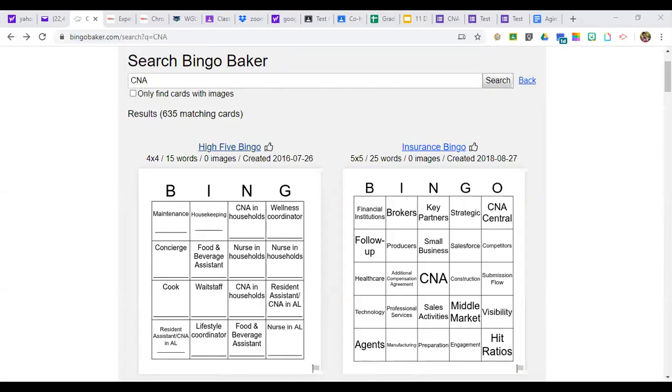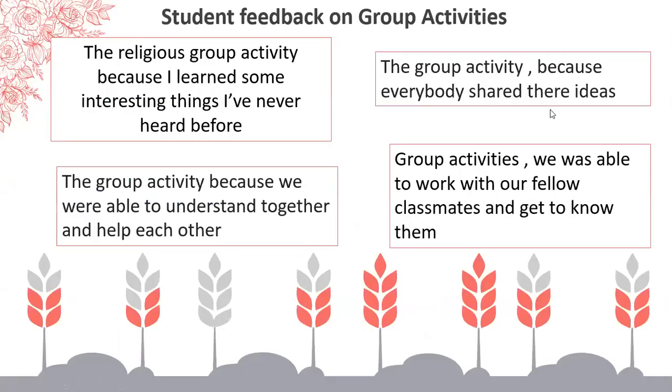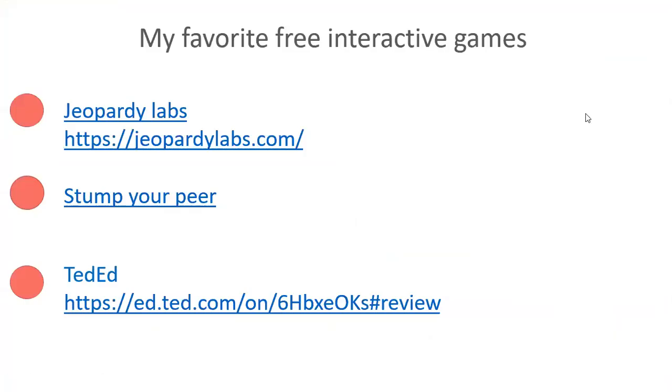So Jeopardy Labs is one of your options that you can use for free. You always have the option to create it yourself, but it's already there. You can edit it. Another one that my classes really like is called Stump Your Peer. Have you ever heard of that game? Stump Your Peer. Have you played it in person? This is a game that I have not seen done virtually, but I did it virtually. Have you ever played it in the office? Nope.